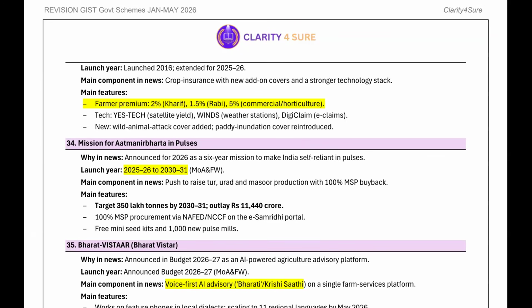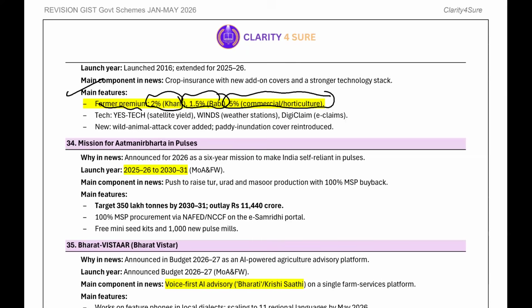So as an exam keyword, if you want to understand this scheme, it is a crop insurance scheme, right? The main feature you should understand: farmer premium is 2% in Kharif, 1.5% in Rabi, and 5% in commercial horticulture. Is it clear? You should remember this. Yes, satellite technology, yield data, weather stations, and digital claims, e-claims are also available. This is all about PM Fasal Bima Yojana under the Ministry of Agriculture. In one line, this scheme is protecting farmers from risk.